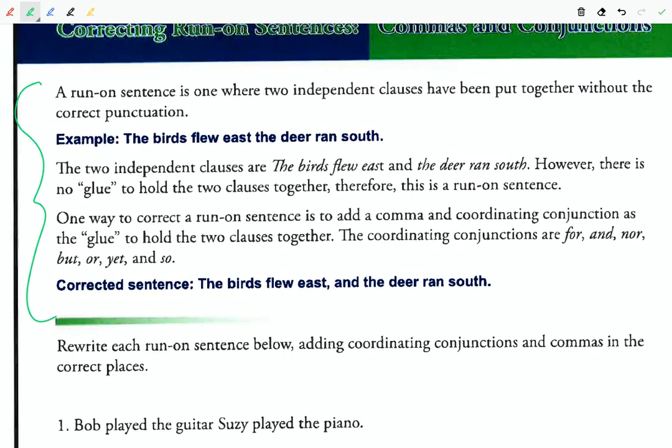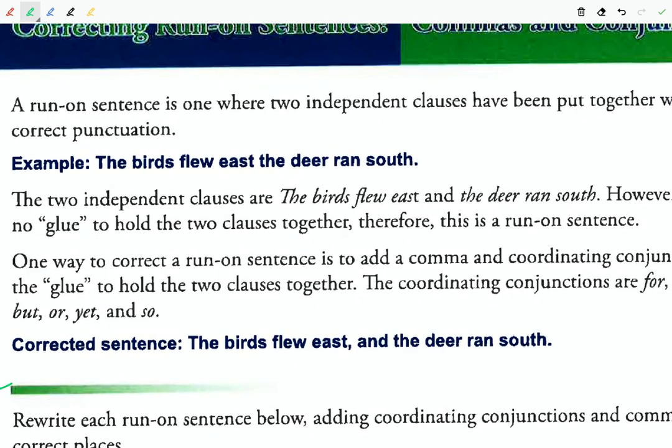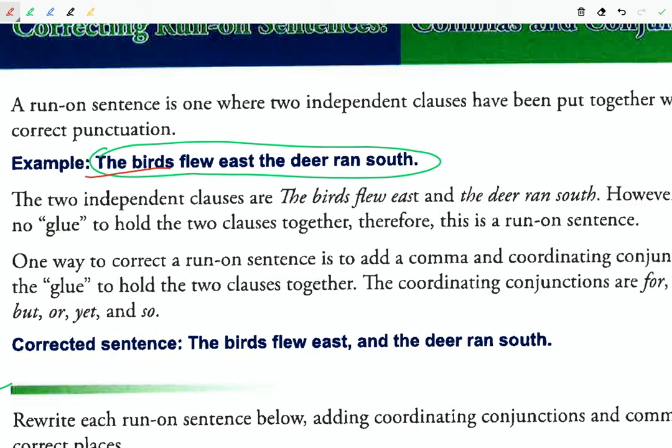We have an example right here. It says, the birds flew east, the deer ran south. Okay, I can clearly see that there are 2 subjects in here. One of the subjects is the birds, and the other subject is the deer. And so remember how we said in class that if we have a sentence like this that has 2 subjects, there has to be some punctuation in the middle. It needs to have either a period or a comma and a coordinating conjunction, so that we can make it into a compound sentence.